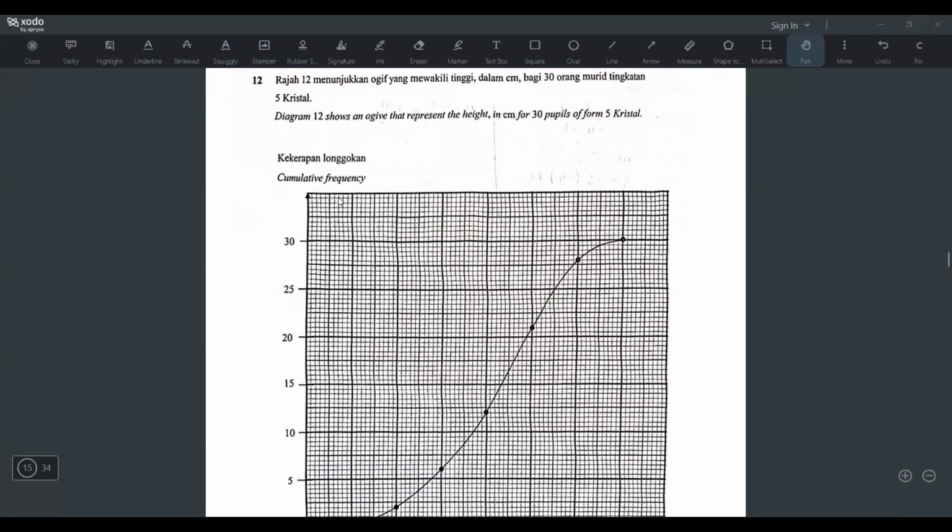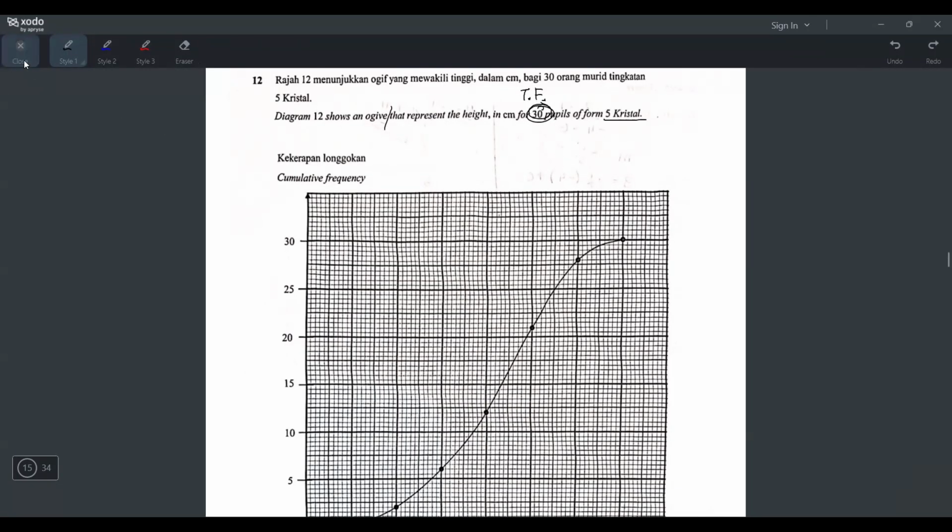Okay, let's keep going with question number 12. So number 12, this is an ogive, right? So I think this is measures of dispersion for grouped data. Yeah, it's from chapter 5. Okay, let's read. Diagram 12 shows an ogive that represents the height in cm for 30 pupils of Form 5 Crystal. So 30 will be the total frequency, right? You can see the cumulative, the highest point is 30. So that means the total frequency is 30.